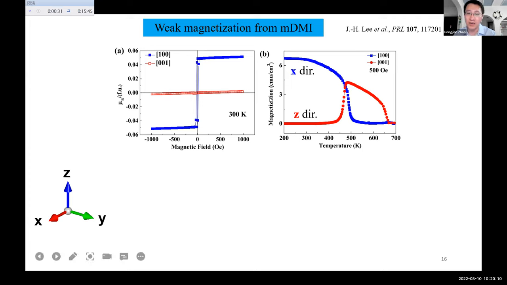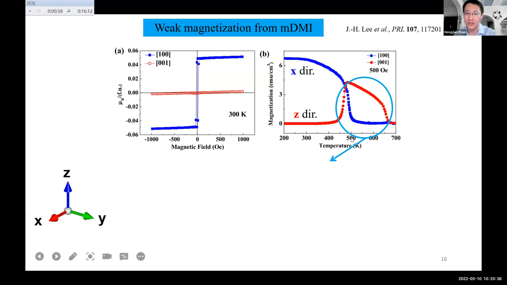Then from the magnetization versus temperature measurement, you will see that at large temperature, the material is antiferromagnetic. Soon after that, it becomes weakly ferromagnetic along 001, let's say the Z direction. Then at a temperature of 450, there is a spin reorientation. Now the weak ferromagnetism is along the X direction. So how to understand that?